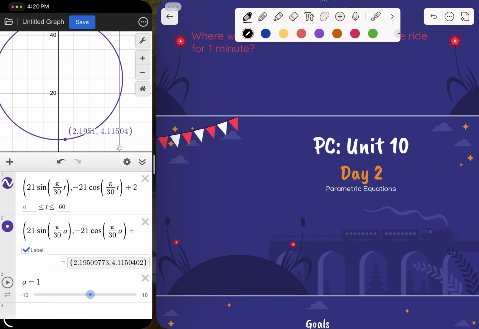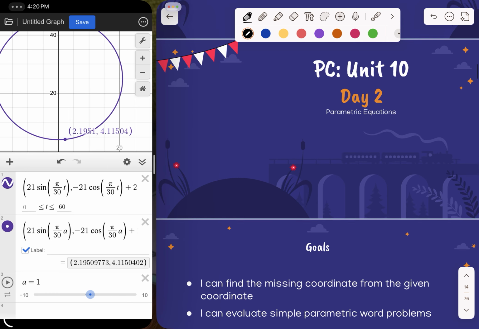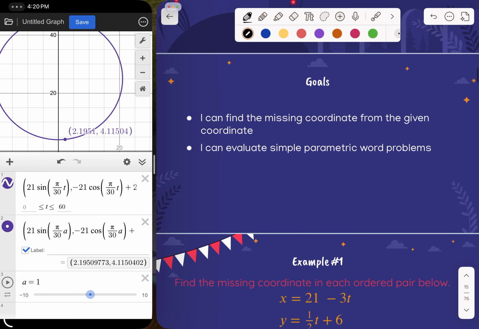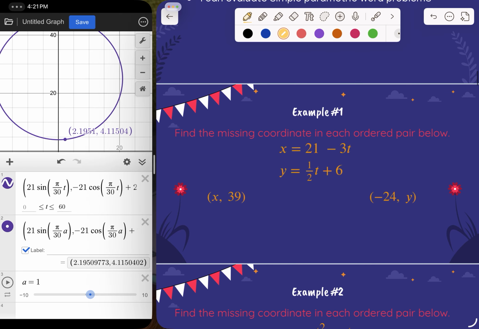I'm going to keep my calculator off to the side for the next thing that we're going to do. But first, we are going to talk about today's goals. We are looking to find a missing coordinate and then evaluate parametric word problems. And always with the video, you can pause at any time and re-listen.